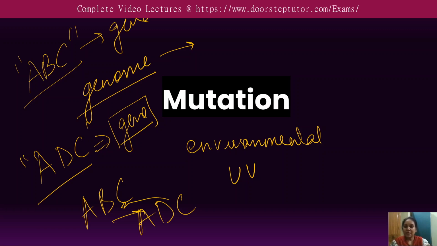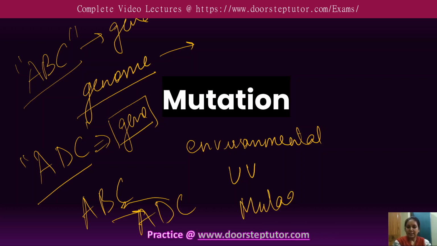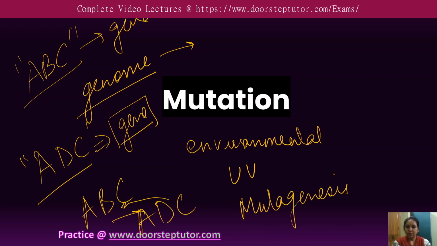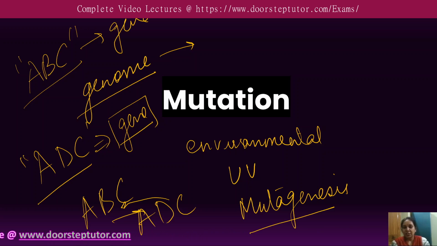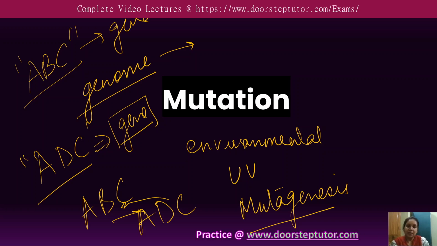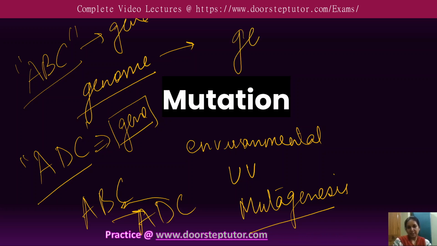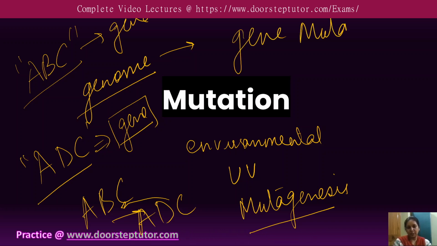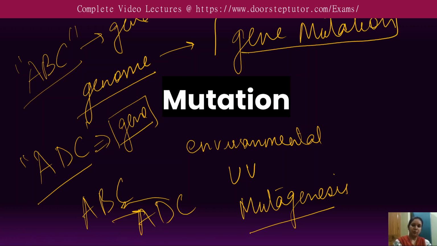The process of creating the mutation is called mutagenesis. Genetic change can affect the number of chromosomes, the chromosome structure, and the individual genes. So mutagenesis is the process, and the changes in an individual gene are called gene mutation. Whatever changes occur in the individual gene, that is known as gene mutation.